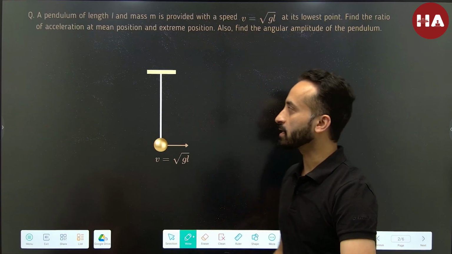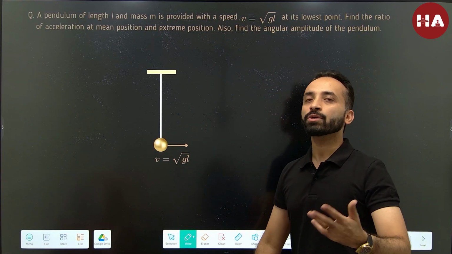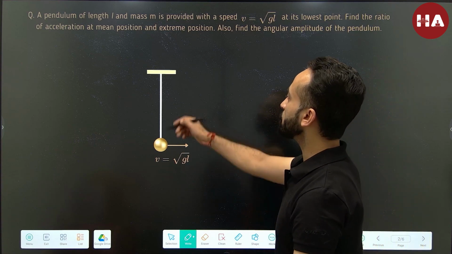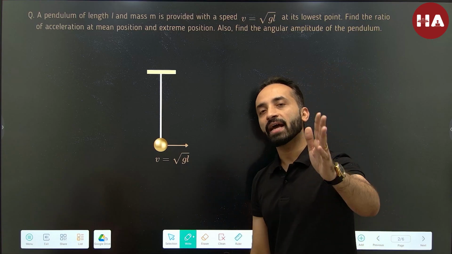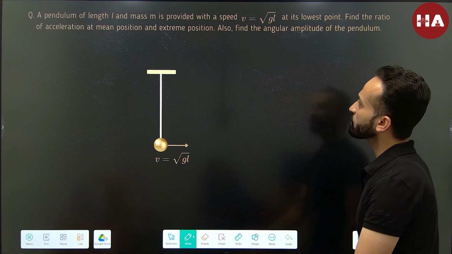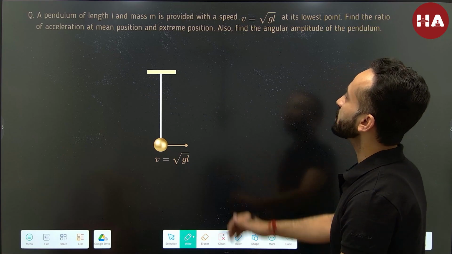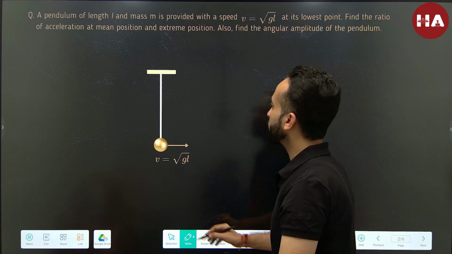So the first thing, I would like to take a numerical here straight away to make you understand how vertical circular motion works. Alright, so this is a pendulum of length L and it is provided with a speed root GL at its lowest point. What we have to find is the angular amplitude of the pendulum first and the acceleration at mean and extreme position. So you have this in mind.